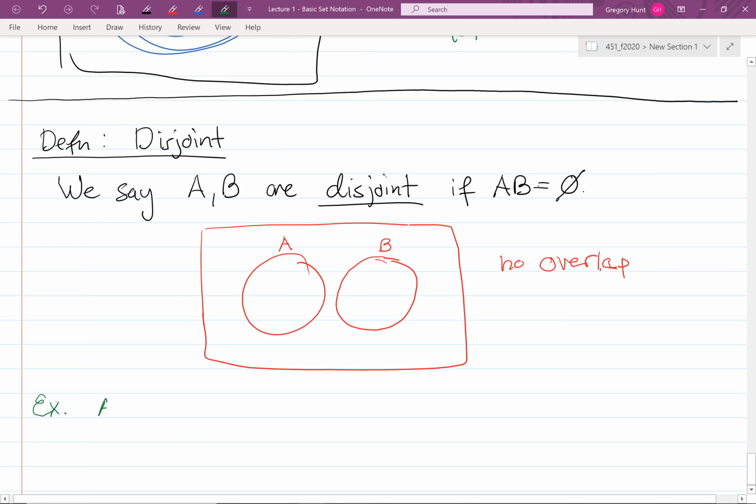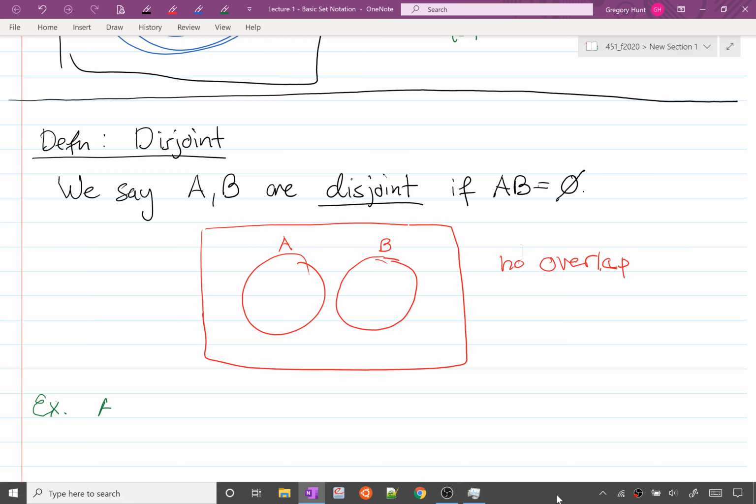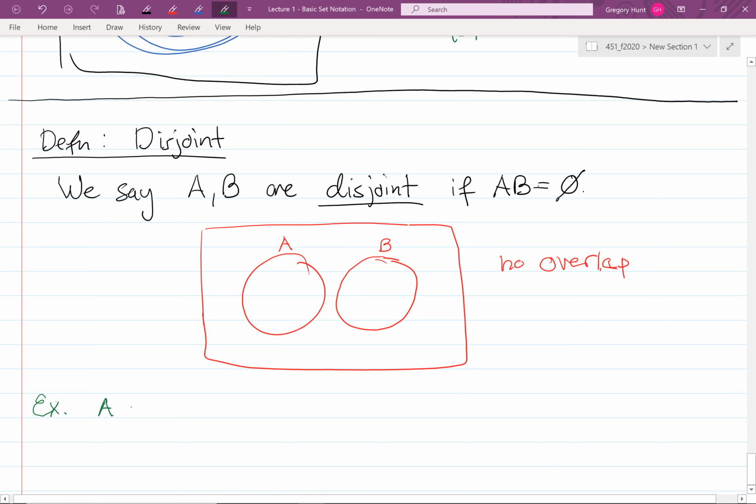Okay, so let's look at some examples of this. If I have a set A, and my set A is going to be just the numbers 1, 2, and 3, and I could have a set B, and B is going to be the numbers 4, 5, 6, then these two sets are disjoint. Why? They share no common elements. That is, the intersection of A and B is empty. So disjointedness is defined for two sets.